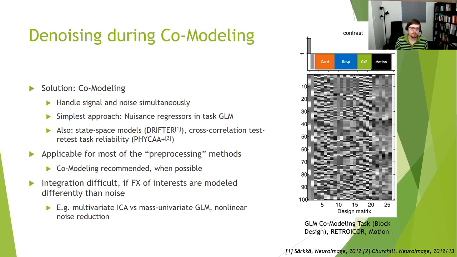For most of the methods that were introduced as pre-processing before, this co-modeling is applicable and recommended when possible. However, the integration is difficult if you model your effects of interest very differently from your noise. So if you have a multivariate ICA, but then a master univariate GLM, it's hard to integrate the two. And of course, if you have also nonlinear noise reduction.